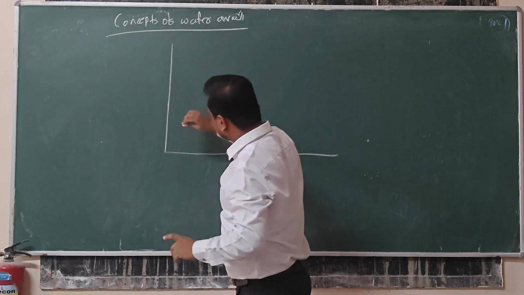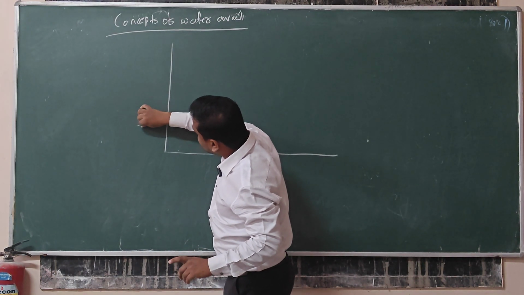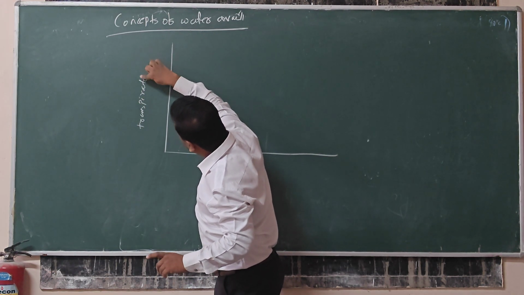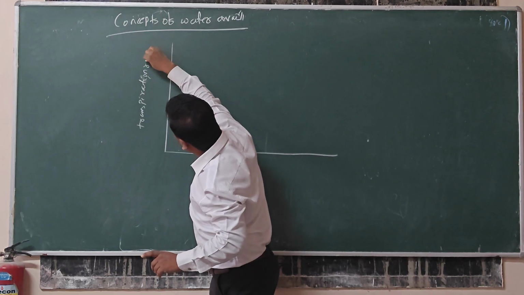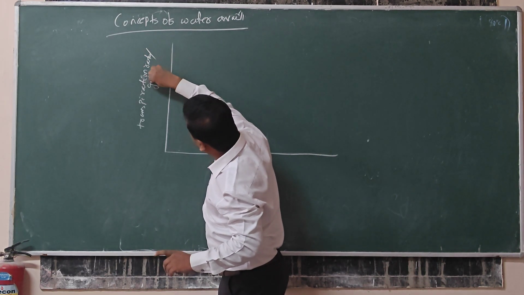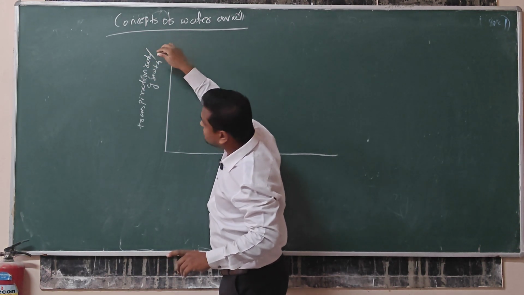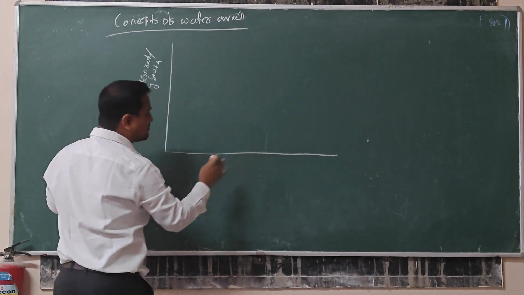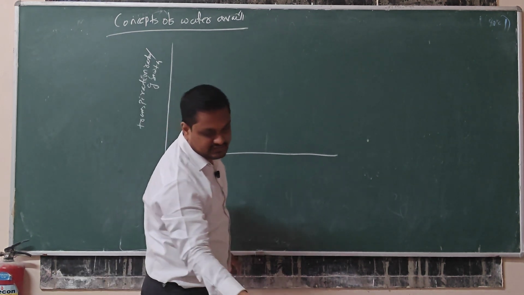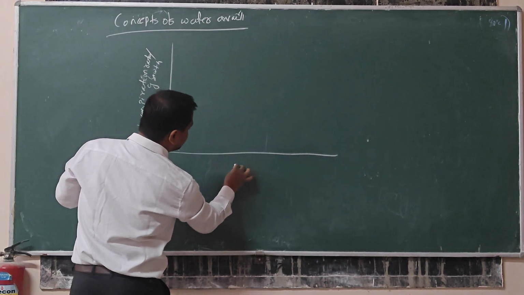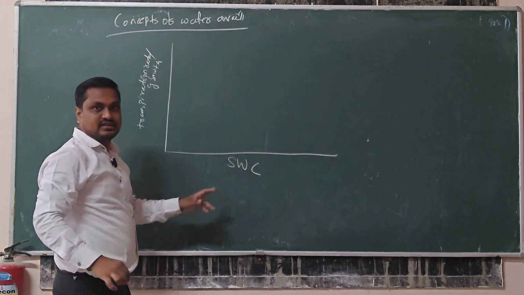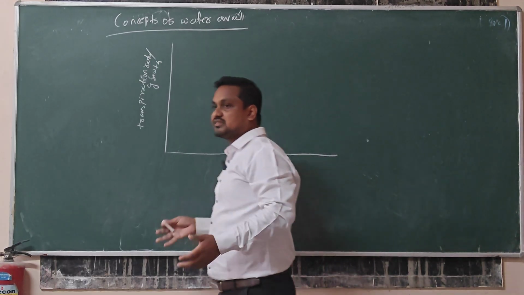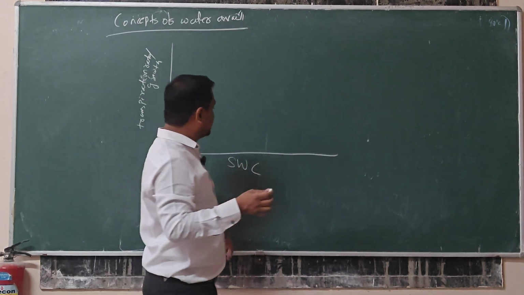So if you take your transpiration rate, or you can say growth rate, on the y-axis, and on the x-axis you take soil water content. Writing in short, you can correlate. We are already discussing the soil water terms, so this is easy.